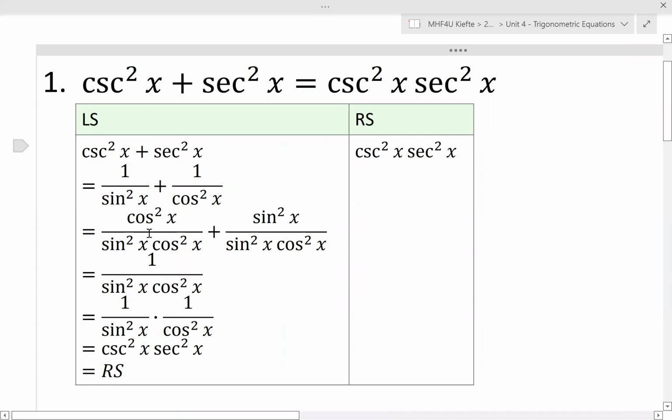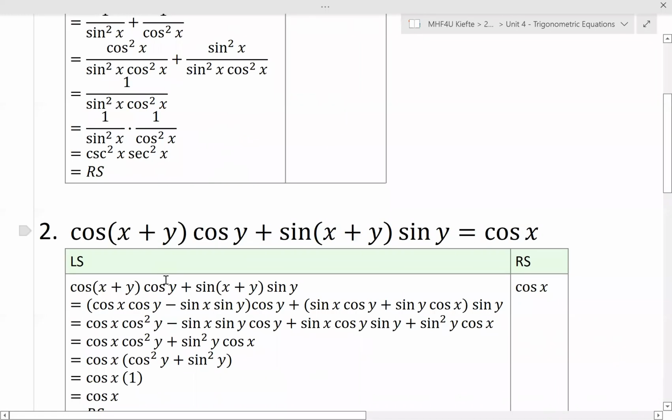So I multiply 1 by cos squared, and same idea here. And then cos squared plus sine squared, we can now add those now that they have a common denominator. And again, that's our main identity, which we know is equal to 1. And then here I can just kind of split this up. So I'm going to make this 1 over sine squared times 1 over cos squared, which again is 1 over cosecant times, sorry, 1 is cosecant squared times sec squared, which is the right-hand side.